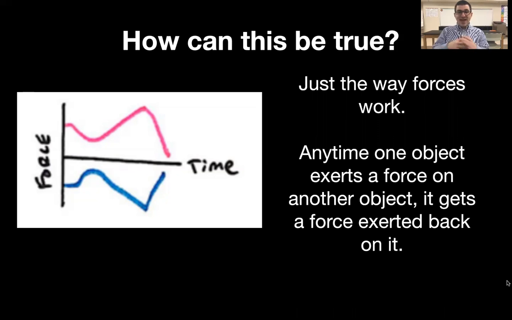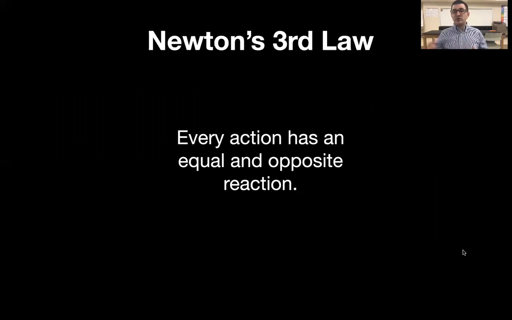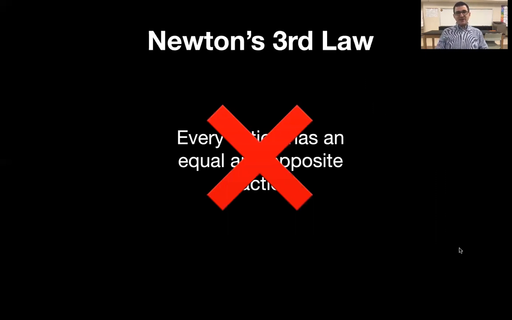We can make the statement that we've never noticed an exception to this. Anytime one object exerts a force on another object, it gets that same force exerted back on it, and vice versa. So forces just seem to exist in this way, which probably reminds you of Newton's third law, which you've probably heard phrased as every action has an equal and opposite reaction. That's a really short and catchy phrase, which is good to remember, but I also want to improve on that phrase. This is a really good way to teach it to middle schoolers.